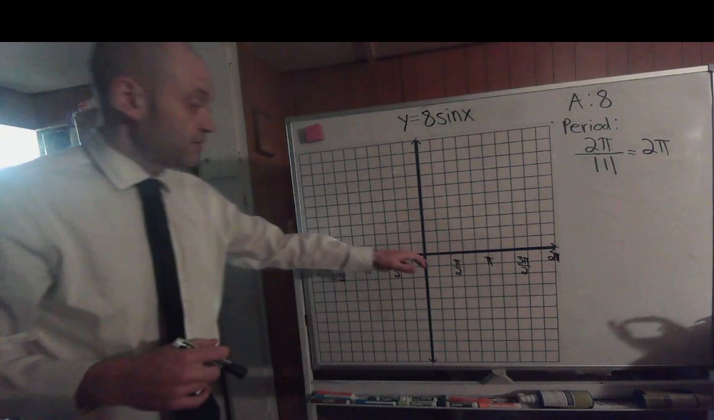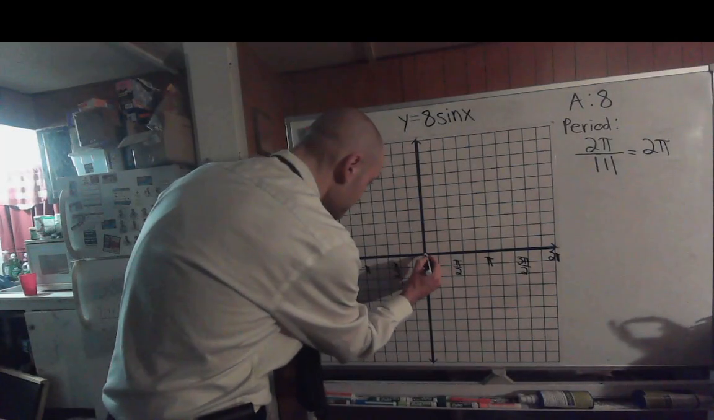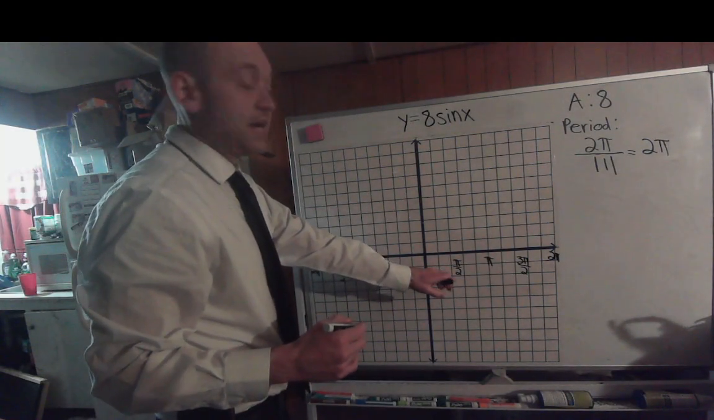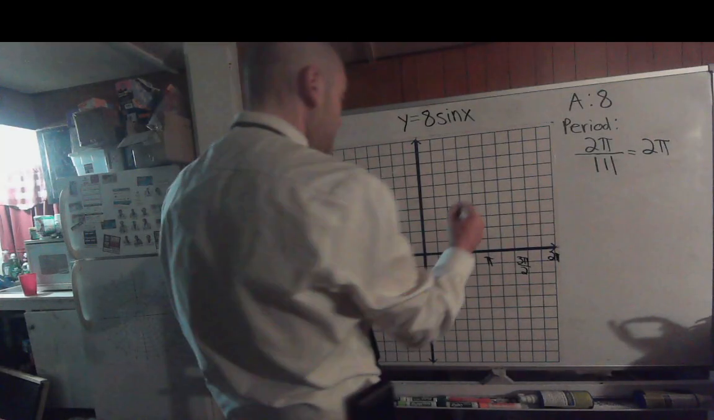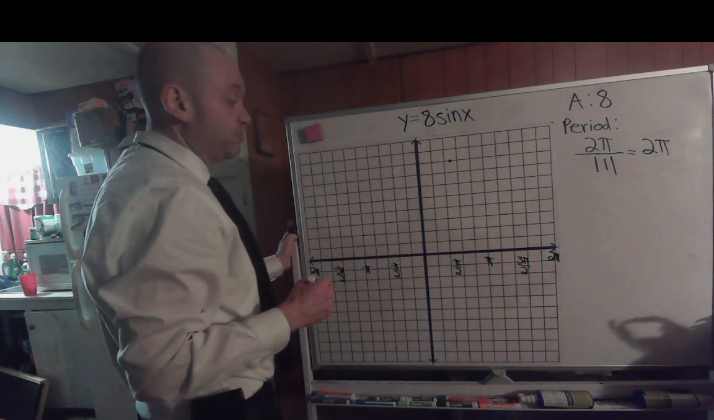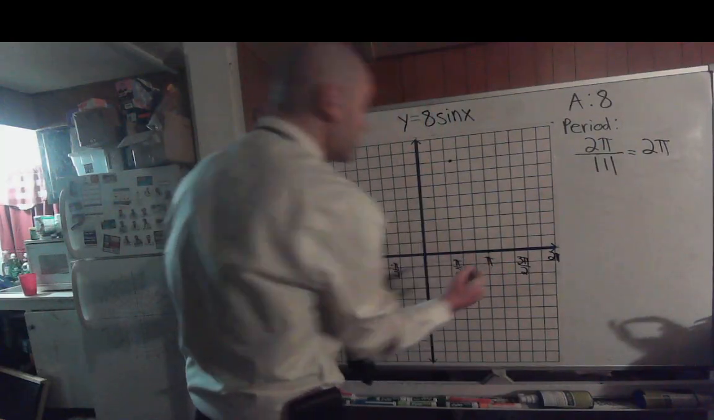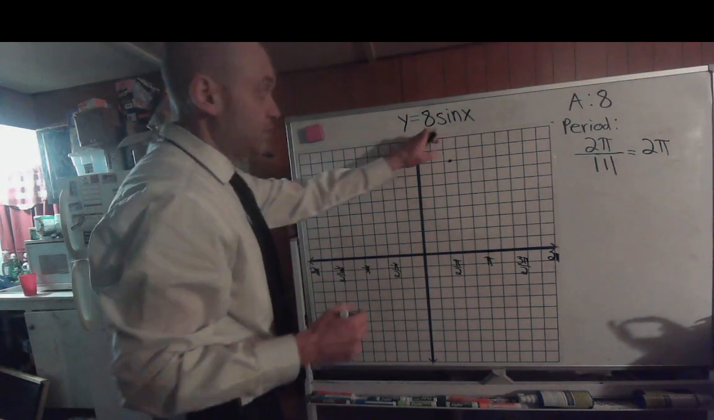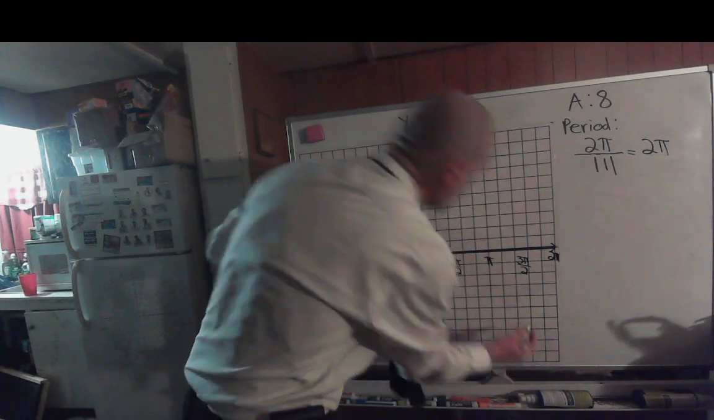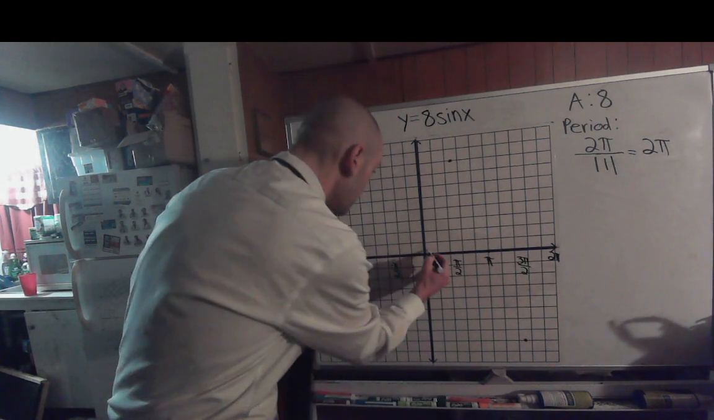Alright, so let's start at 0. What's the sine of 0? Well, that's just 0 times 8, which is 0. So it still starts at 0. But look what happens when we go to pi over 2. What's the sine of pi over 2? That's 1 times 8. That's going to put you all the way up to 8. Now, what's the sine of pi? That's 0 times 8 is 0. What's the sine of 3 pi over 2? That's negative 1 times 8. That'll end up being negative 8. Then what's the sine of 2 pi? That's 0 times 8 is 0. So let's draw this curve.